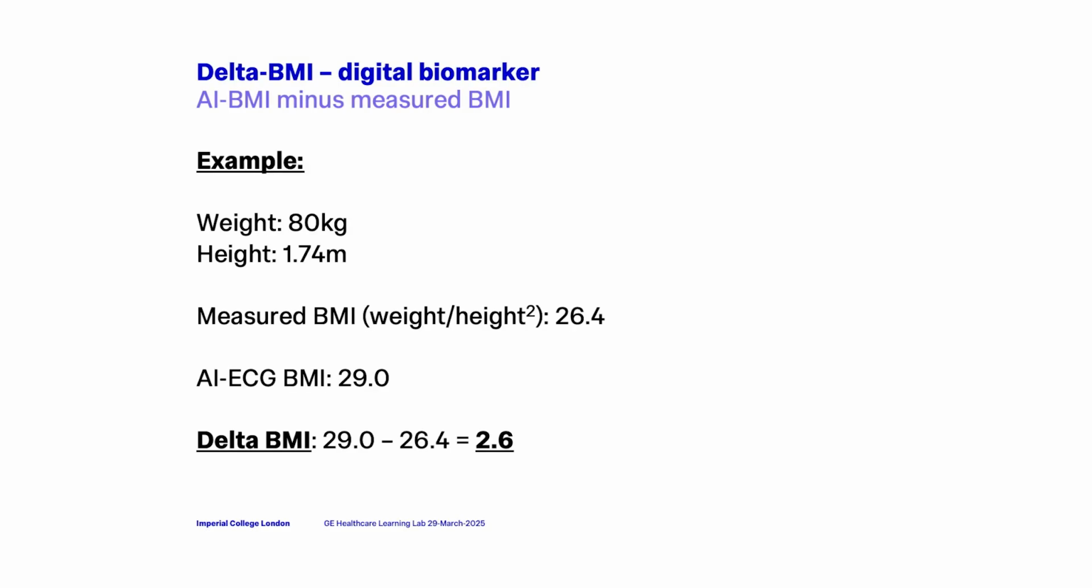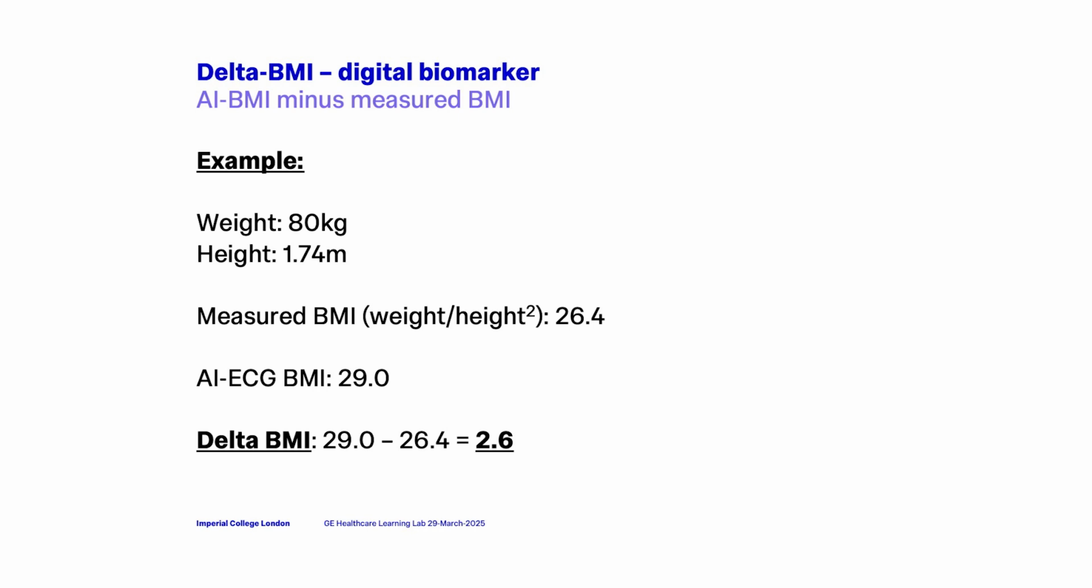More interestingly, this appears to be a very important biomarker. So when it gets it wrong, it's not because it's got it wrong, it's because it's seeing features of a fat person in the ECG. So for example, my BMI is 26, but the model thinks it's 29. It's because my ECG suggests that I'm fatter than I actually really am, and therefore I might carry more cardiovascular and cardiometabolic risk.